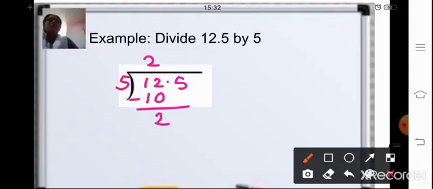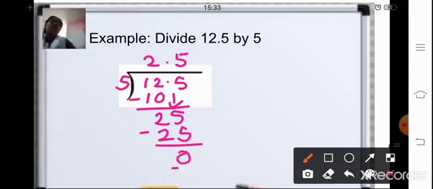Now here we will place the decimal point. We are finished with the whole number part, so we place the decimal point. Take this 5 down. 5 5s are 25. So 25 minus 25 is 0.